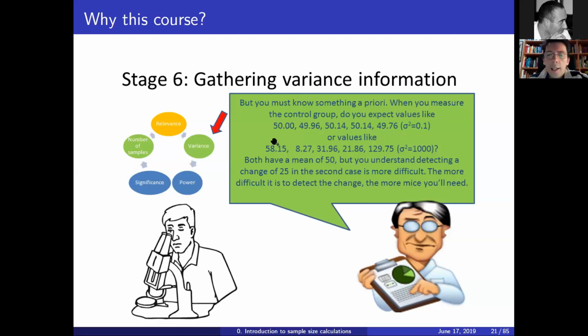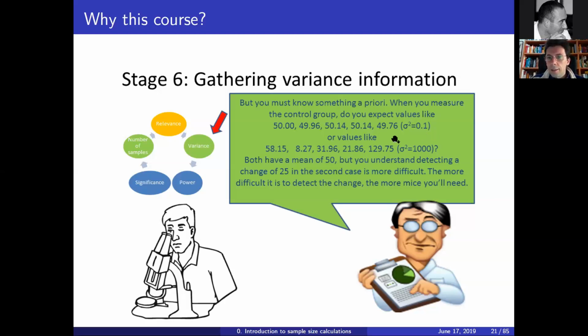Or you expect that the areas in the control group are more like these ones: 58, 8, 31, 21. So the average is also 50, but they deviate a lot from 50. And statistically, you characterize that through the variance. So the variance of the first kind of measurements is 0.1, while the variance in the second one is 1000. So there are 4 orders of magnitude of difference between the two experiments.